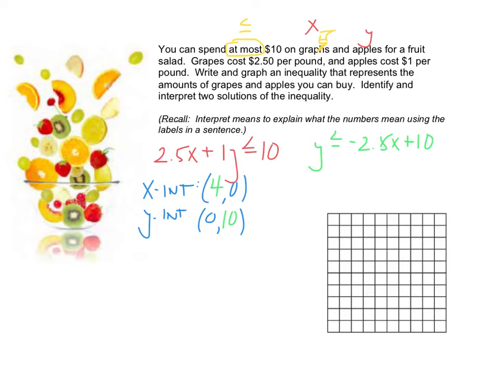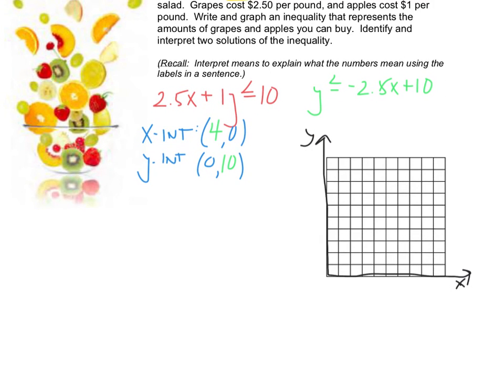So then I'm going to come down to my graph. We're only going to focus on the first quadrant. We have our x and our y. The x is representing pounds of grapes, not graphs. Pounds of apples is the y's.